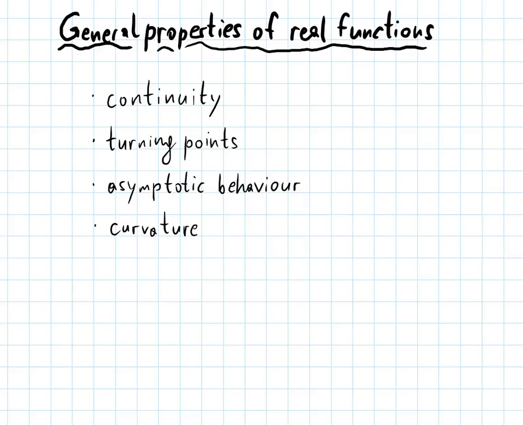A lot of function types, for instance, linear functions, quadratic functions, exponential functions, and so on. And now we want to discuss some general properties of real functions. So all the function types that we know are called real functions because they take real numbers as values and they return real values again. So one of these properties will be continuity. We will discuss turning points, the asymptotic behavior, and curvature.